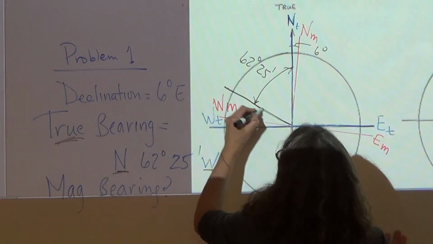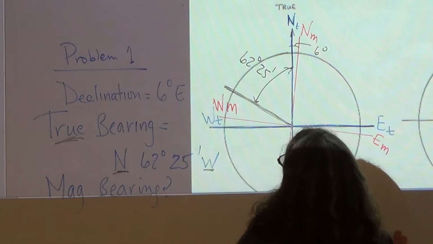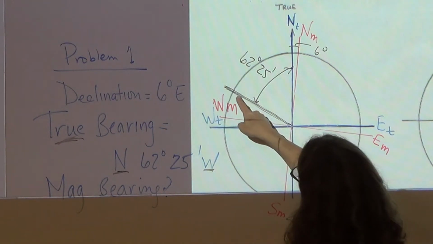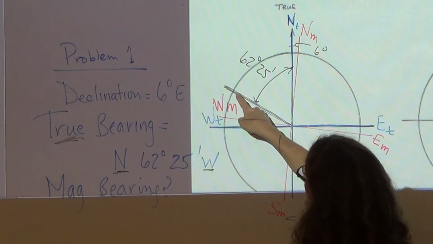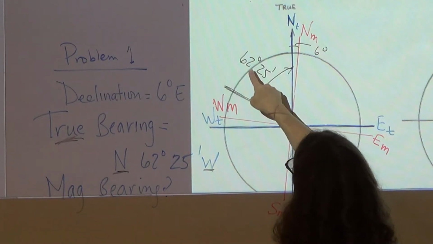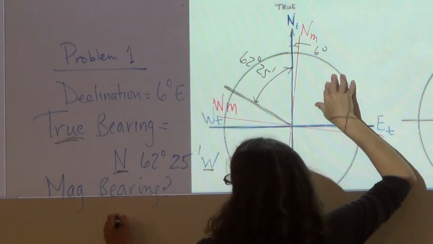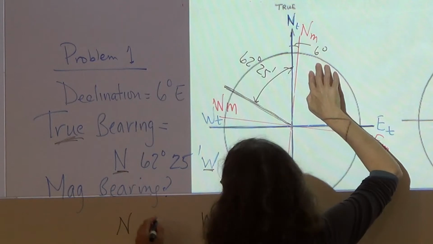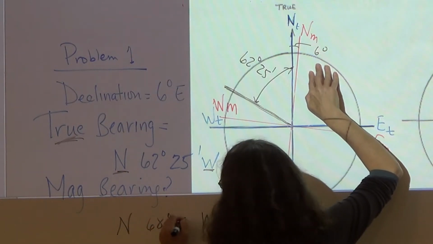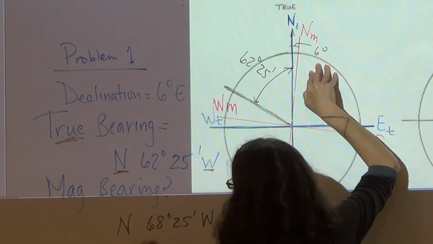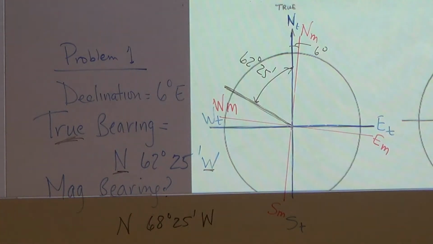So this is where my line is, the property line in question. Now for my magnetic bearing, I need to figure out the angle between the line in question and the magnetic axis, which would be this plus this. So it's northwest still, and now it's 68 degrees, 25 minutes. Good? Okay, problem 2.